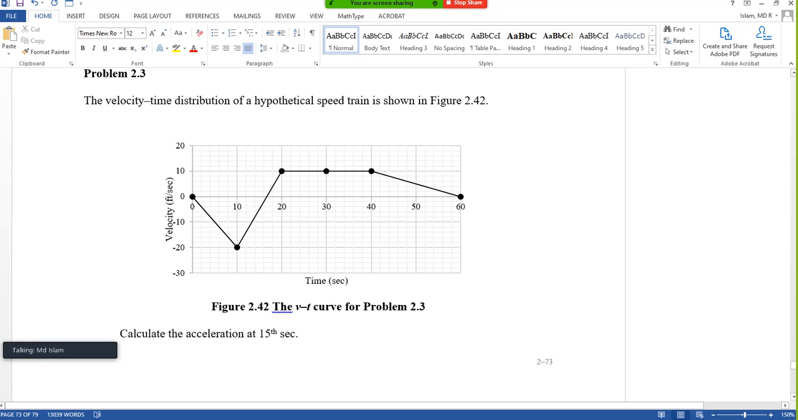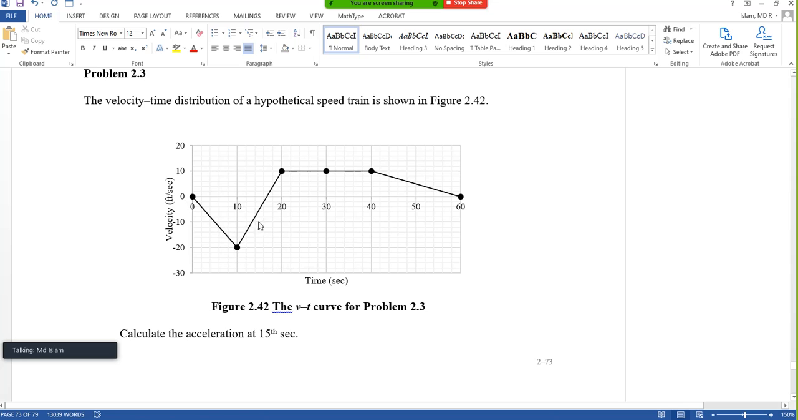Yeah, now we will solve this problem. This problem is a velocity versus time graph. So this way is the velocity, this way is time. First the velocity is negative. Negative means the velocity is decreasing.